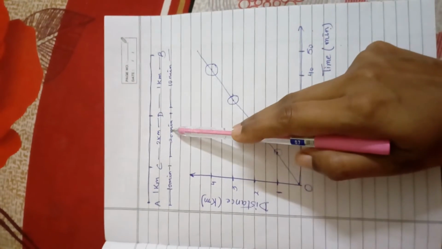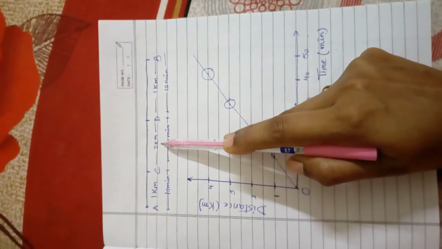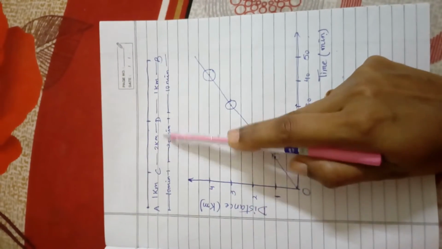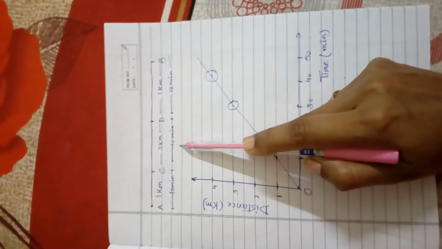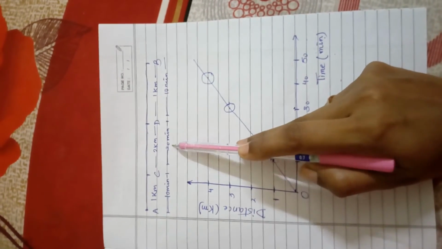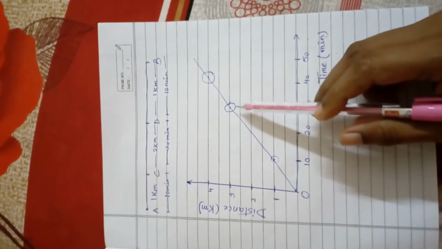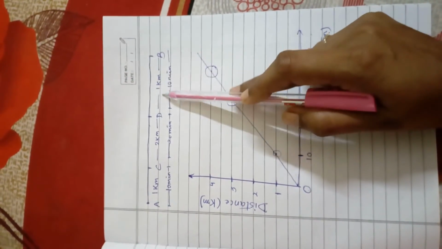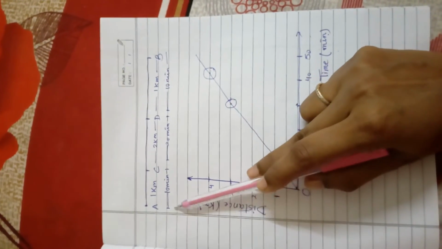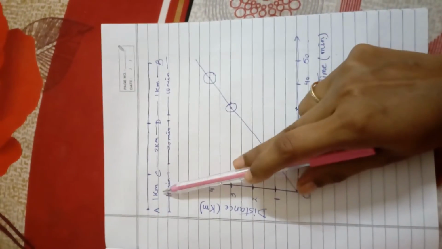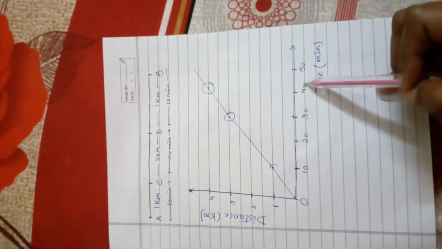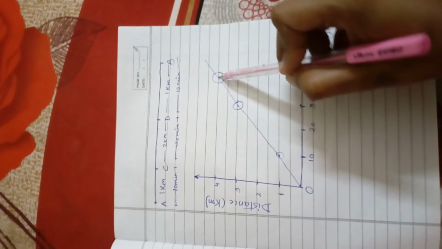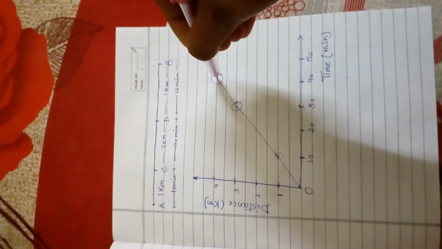Now in the next 20 minutes the distance covered is 2 kilometers. So the total distance covered is 3 kilometers in a total time of 10 plus 20, 30 minutes. In 30 minutes the total distance covered is 3 kilometers, and in the next 10 minutes it has covered 1 kilometer. So the total time taken is 40 minutes, and the total distance covered is 4 kilometers. So in 40 minutes it has covered 4 kilometers, and the point is somewhere here.